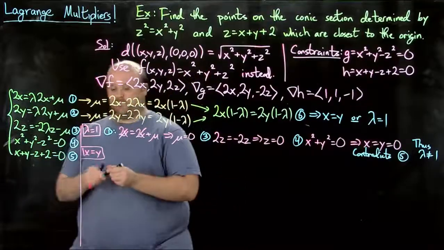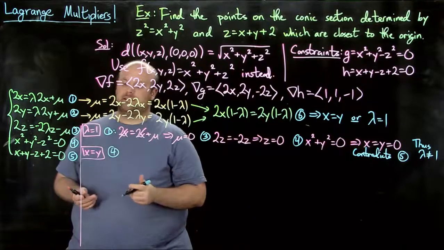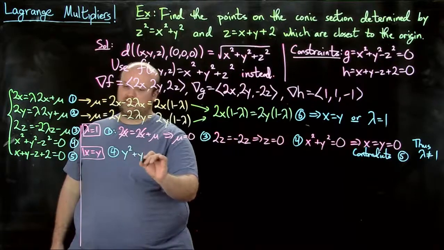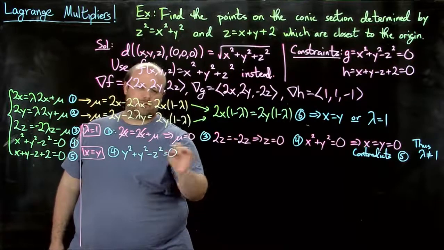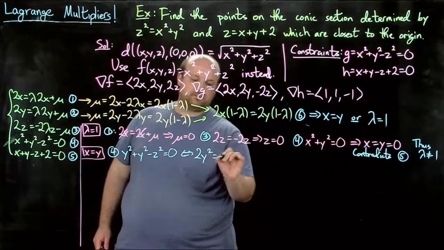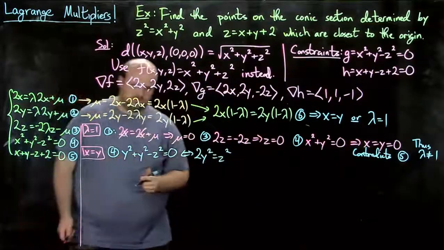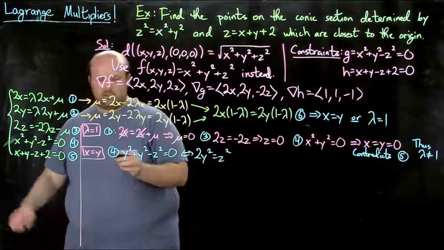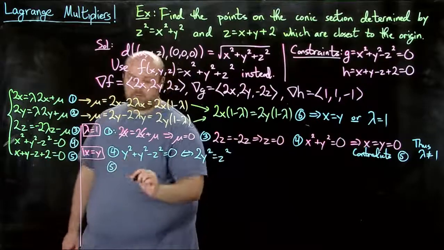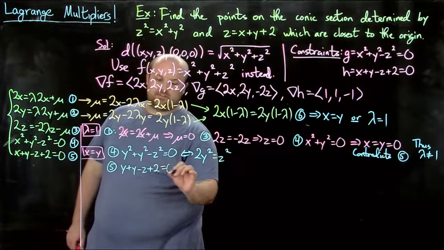So equation 4, if we plug in x equals y, let's replace x with y, so we get y squared plus y squared minus z squared is 0, or in other words, 2y squared equals z squared. What about equation 5? Again, let's replace x with y. So y plus y minus z plus 2 equals 0.